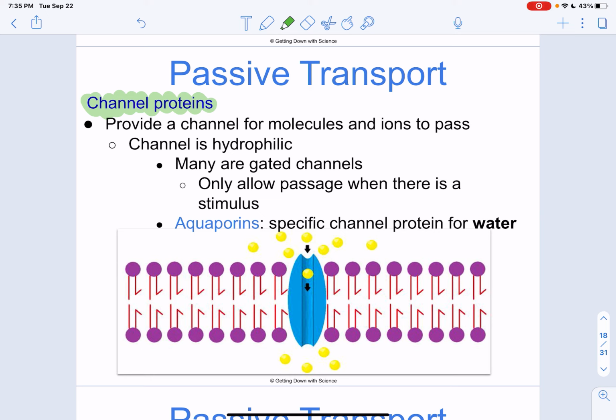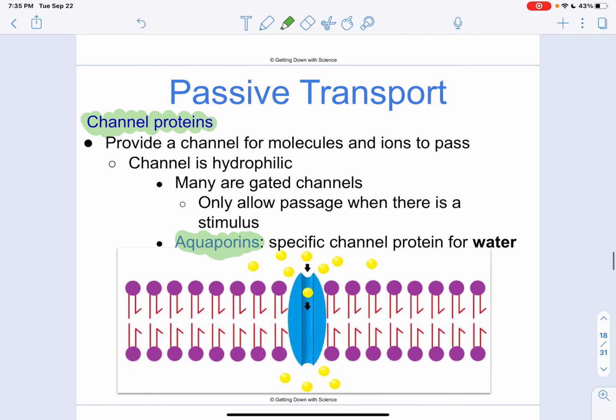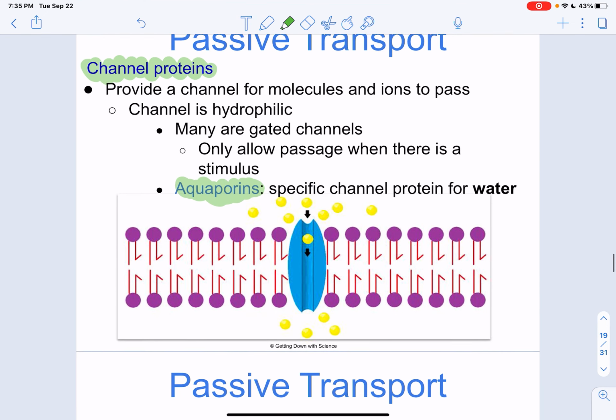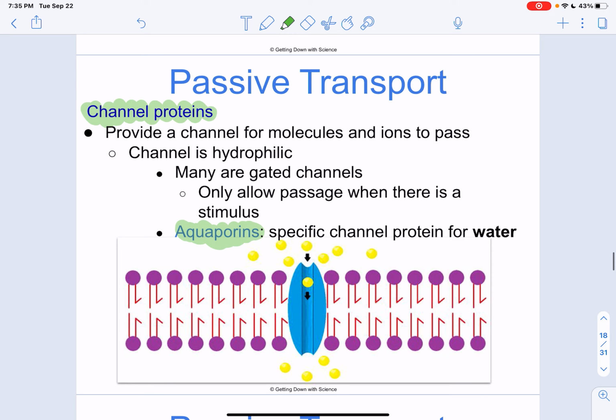One example is aquaporins. This specifically allows water to come in and out of the cell, or just in or just out of the cell. And these channels can open and close depending on what the cell needs, and they open and close with signals. So channel proteins are just open channels for things to come in.